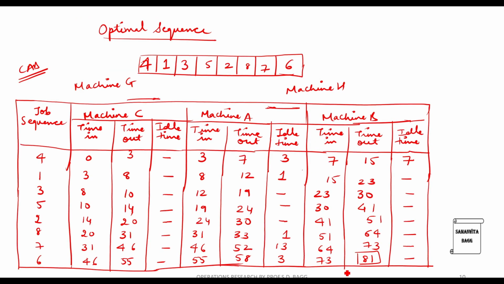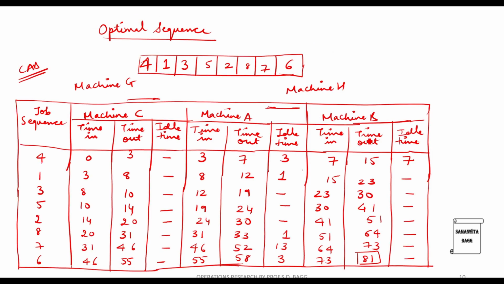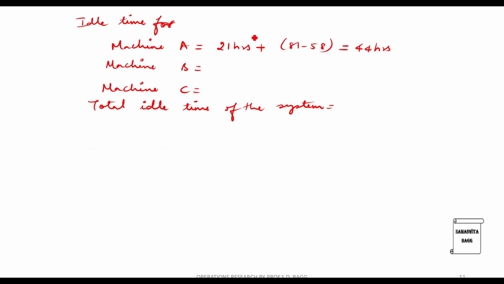Plus the final time is 81 and here it is 58. So you will also have 81 minus 58. So when you add these two, you get 44 hours as the answer. Then you go to machine B. This is only 7 and B is the last one. So here it is only 7 hours of waiting.